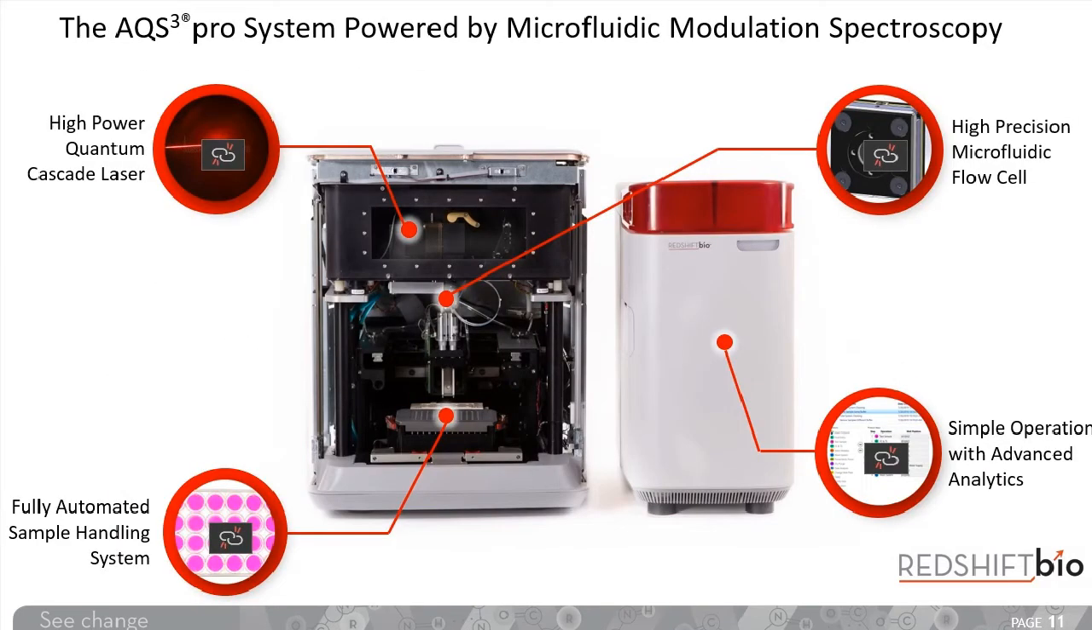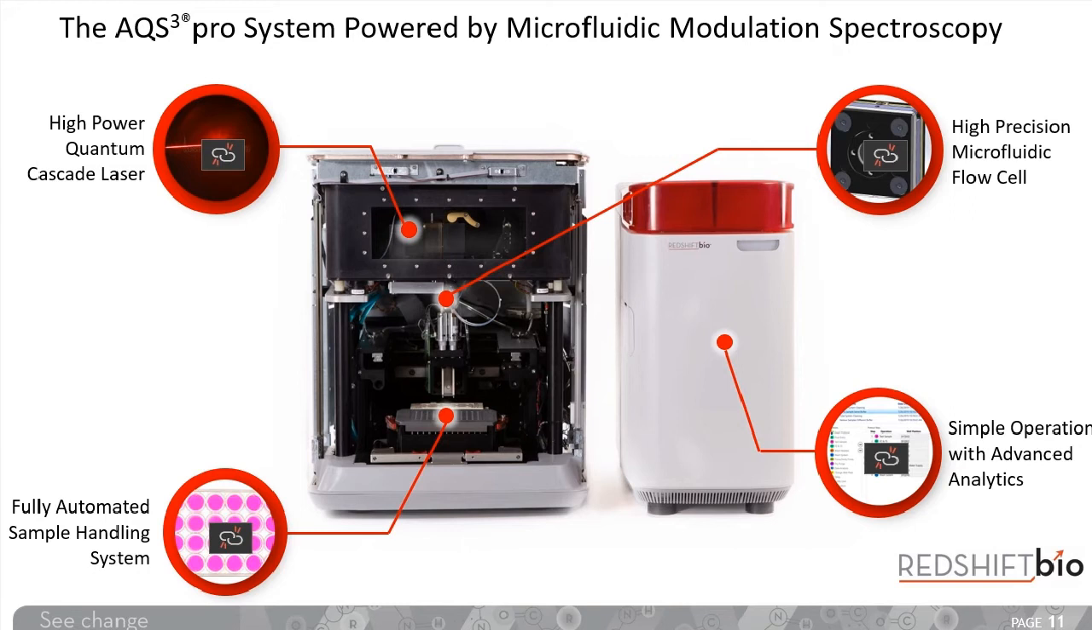There are 4 keys to the MMS technology. A high-powered quantum cascade laser which provides 100 times more power than is seen with FTIR. The AQS3 Pro system is completely automated with throughput to match the needs of the experiment and the demands of the lab. Advanced analytical software automates the data analysis and also provides clear results which can be understood by the novice biophysical scientist, yet has enough flexibility to allow the advanced researcher to tailor the analysis directly to the needs of their study. Lastly, we have the high-precision flow cell.